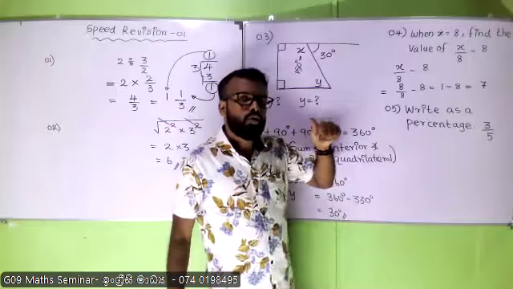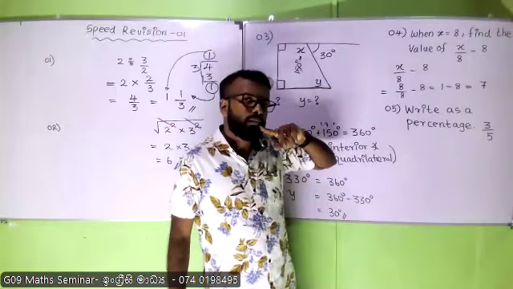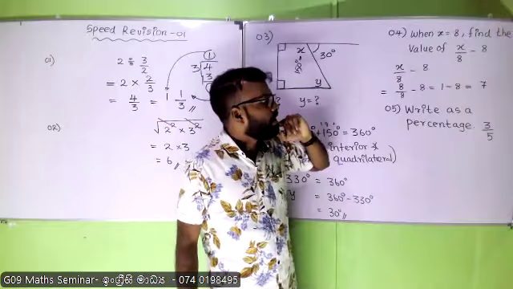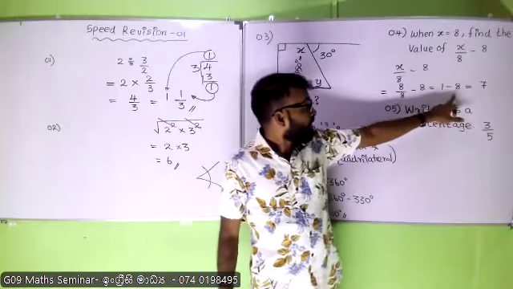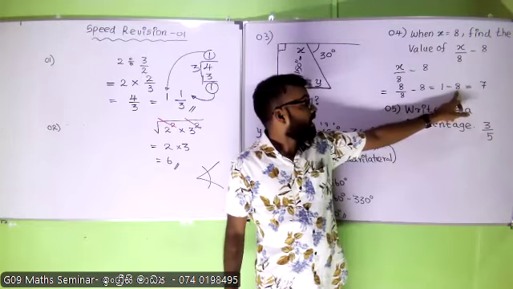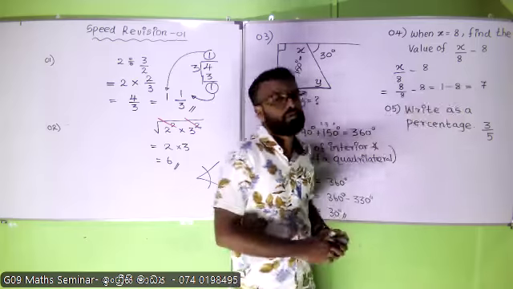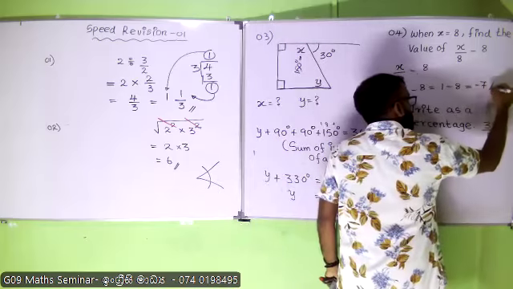Then how am I going to decide the sign of that number 7? What is the biggest number which we have? 8. What is the sign of 8? Minus. So minus 7 is the answer.